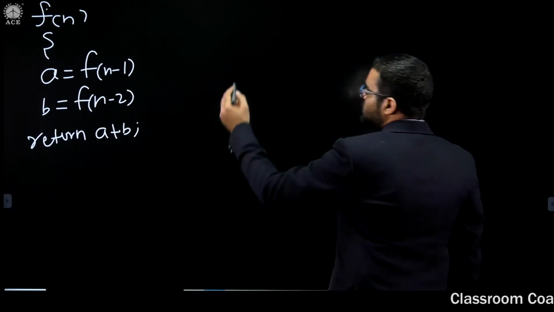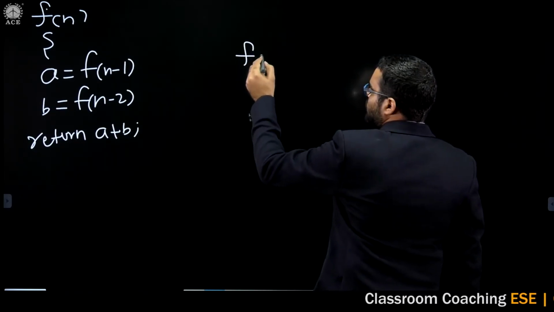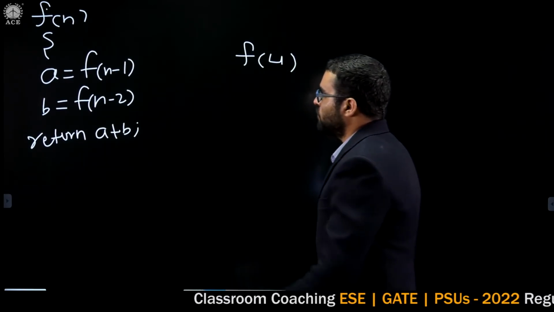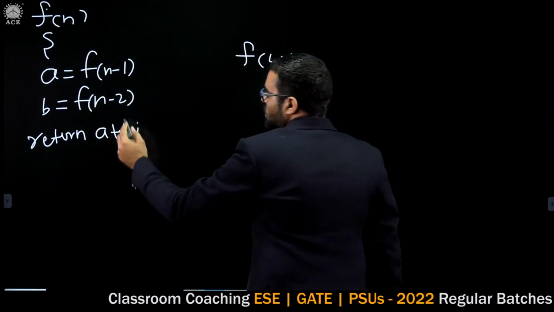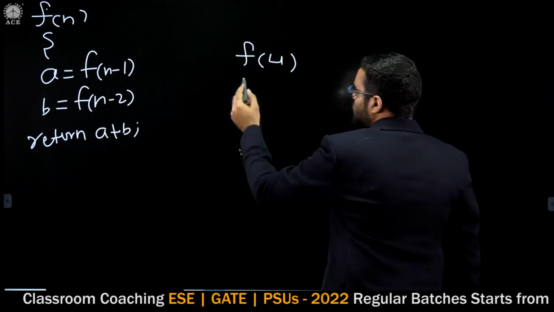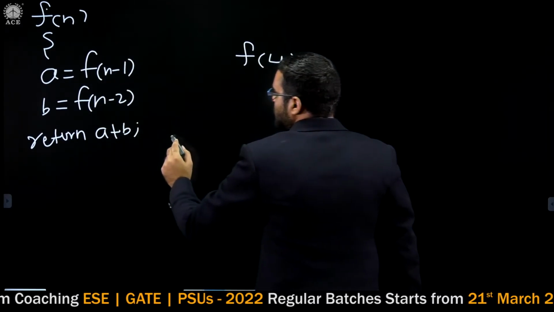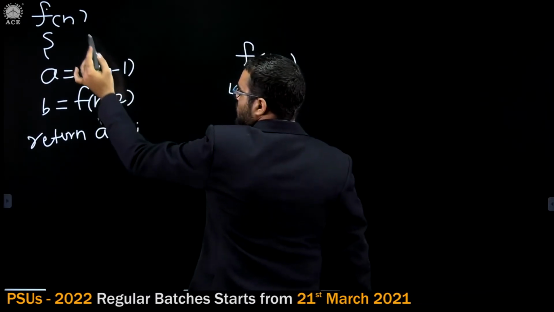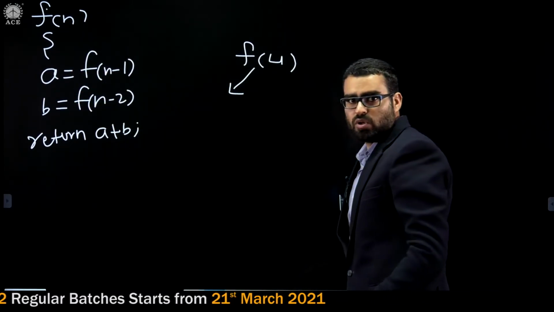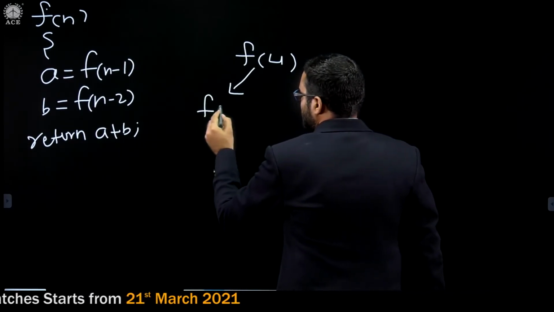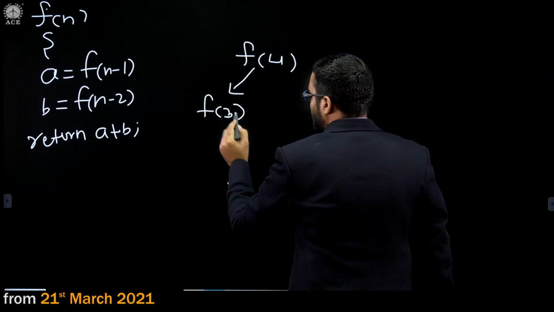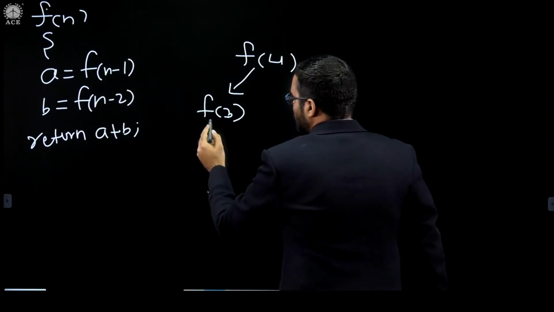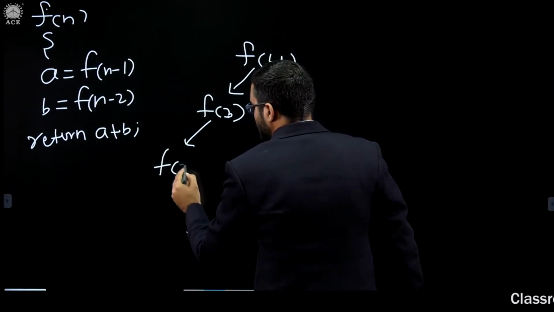Now let's compute what is f4. When we call f4, what will happen? We will call f3. So inside this f4 we will call f3. And when we call f3, then inside this f3 we will call basically f2.